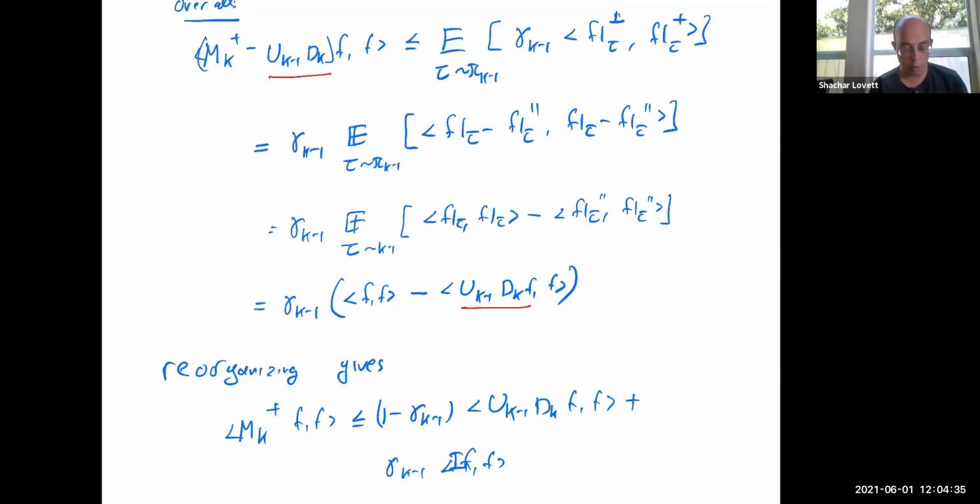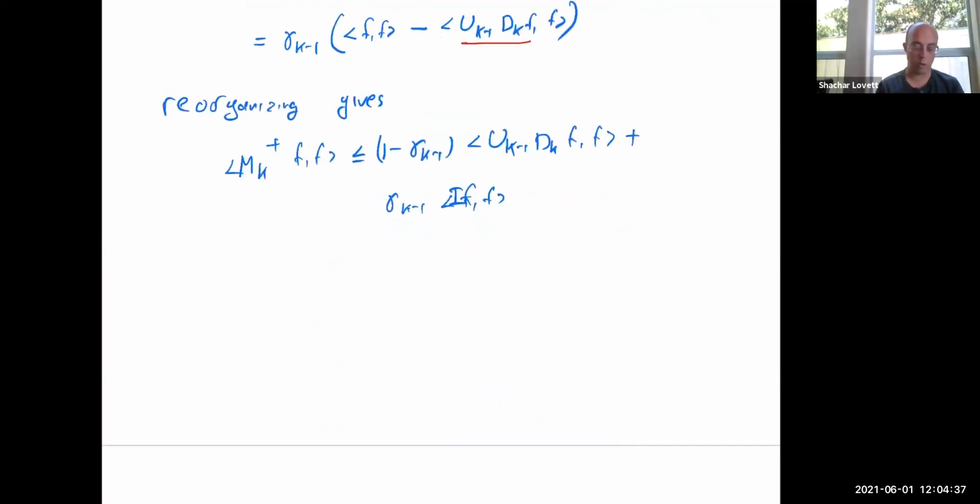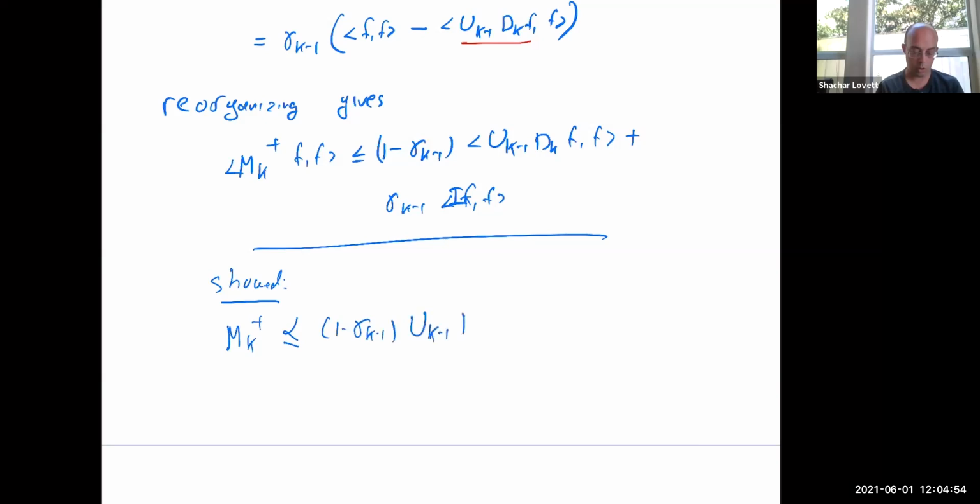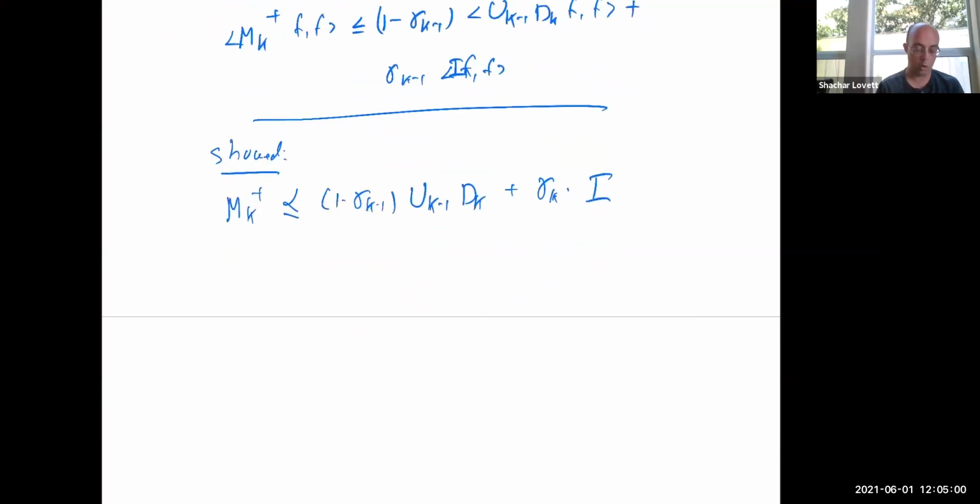Okay, so moving forward, let's see how we use this. So far, we showed that M_k plus is smaller than this, in PSD order: (1 minus gamma_{k-1}) U_{k-1} D_k plus gamma_k times identity.